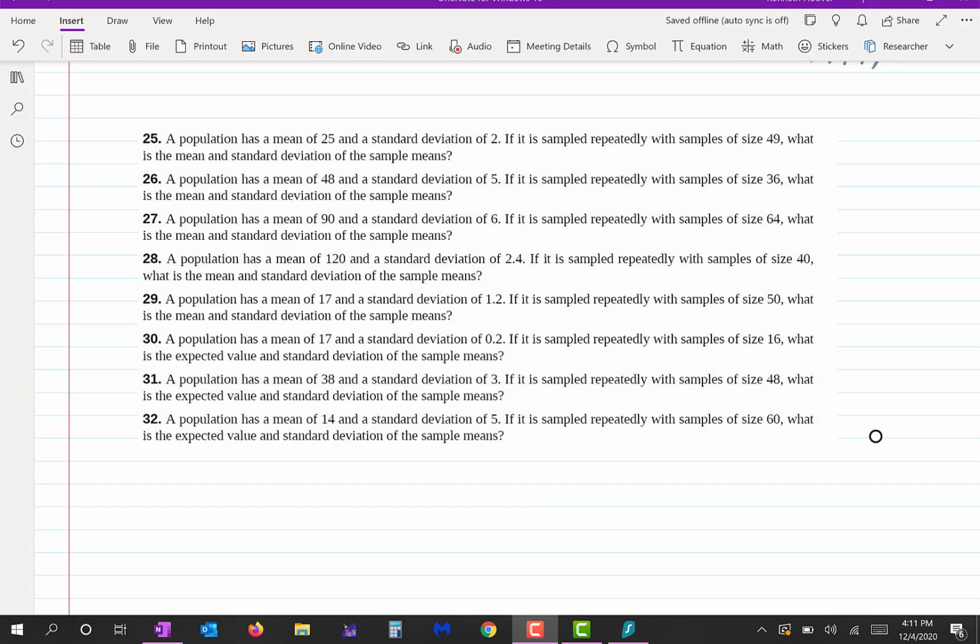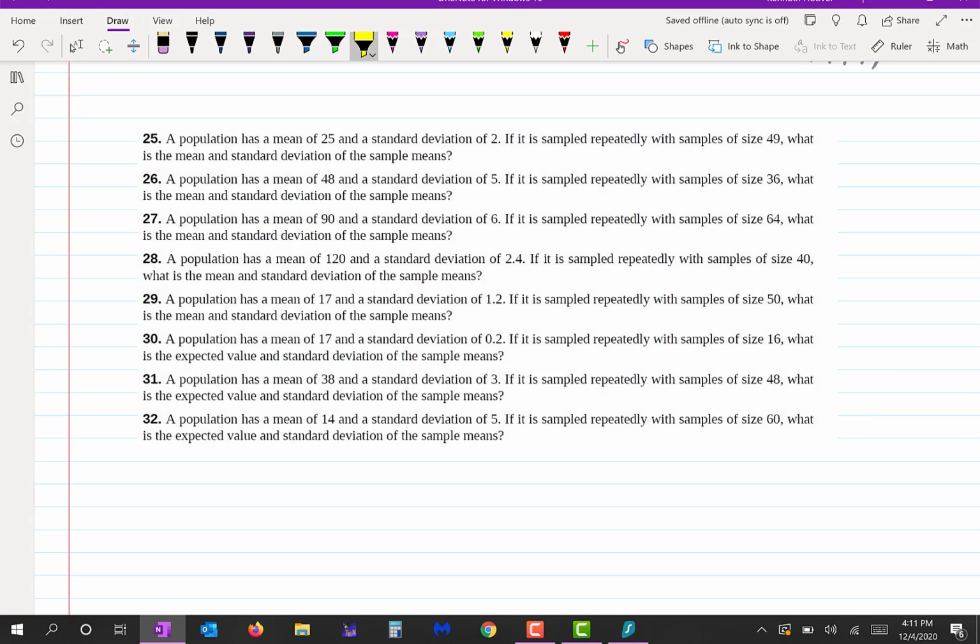Okay, let's look at these questions. There's a whole bunch. We won't need to do them all because they're all the same. We'll do one for practice. Okay, these are right out of the book as well. So let's read the first one together. A population has a mean of 25 and a standard deviation of 2. So that's your mu and your sigma. Okay? Not mu x bar and sigma x bar, just mu and sigma. It says if it's sampled repeatedly with sample sizes of 49, that's your n, what is the mean and standard deviation of the sample means?